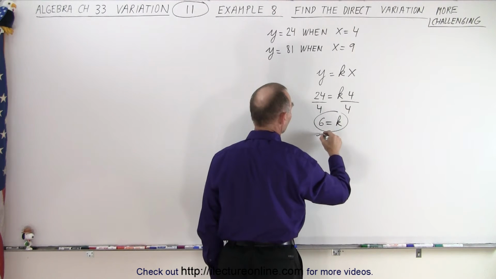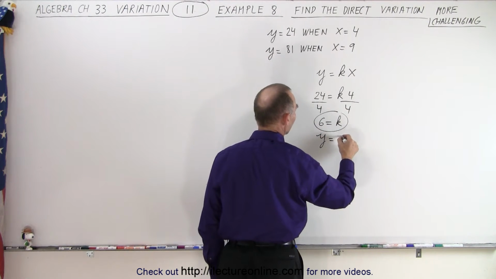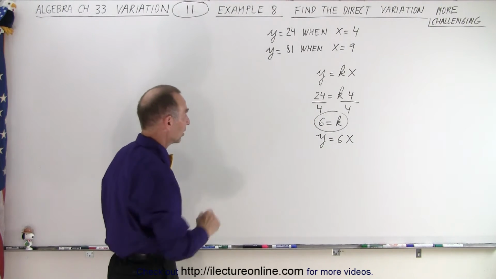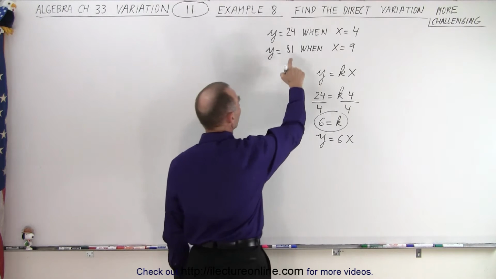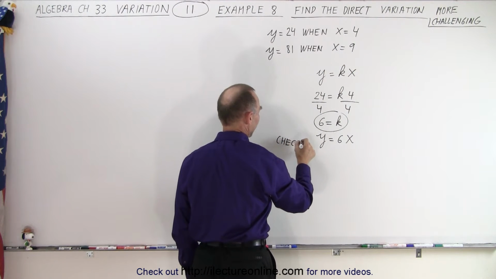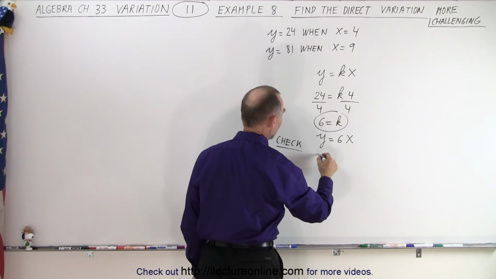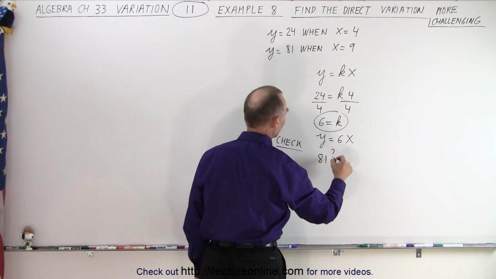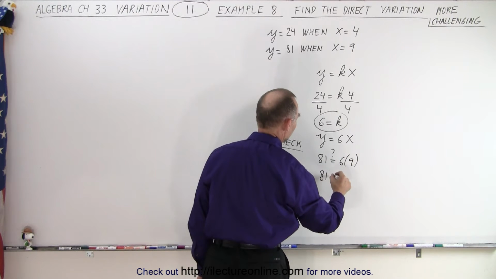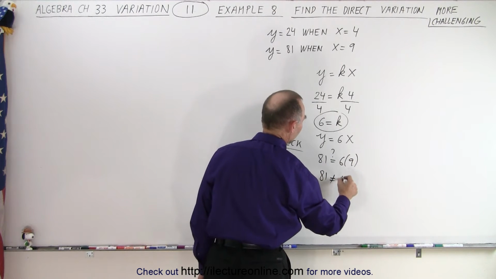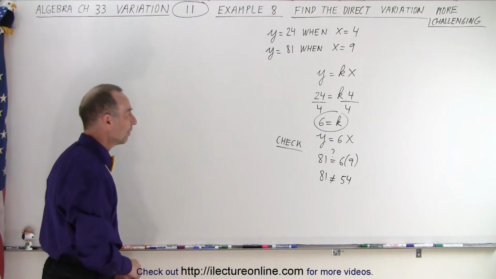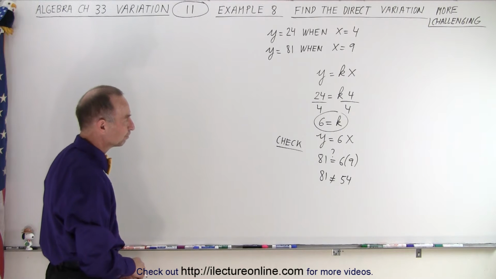So that means that our equation becomes y equals 6 times x. And let's see if that satisfies the other set of variables. So we plug in the 81 and the 9. We're going to do a check on that. So y is 81. 81 is equal to, question mark, 6 times 9. And of course 81 is not equal to 54. So we did not get the correct equation.